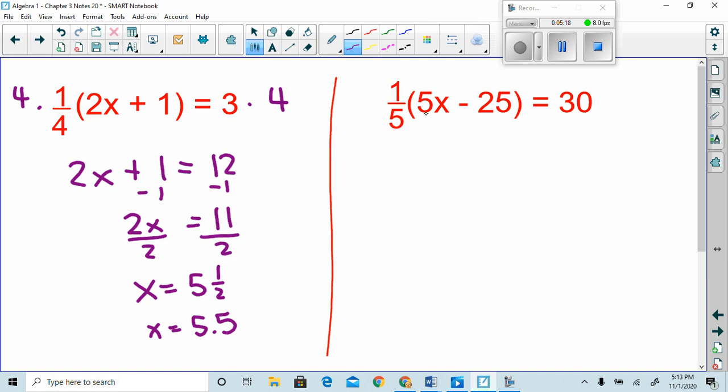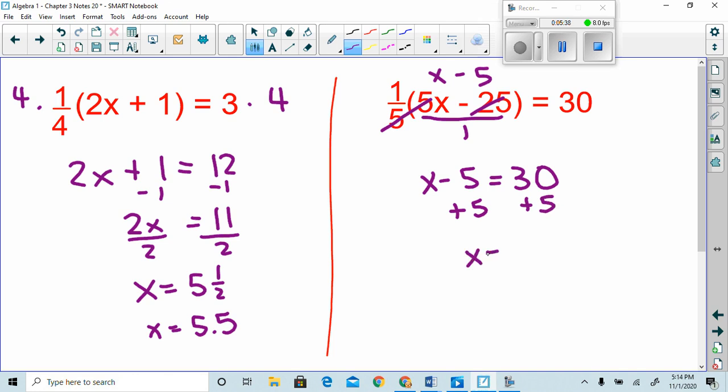This last one, the denominator here, the fraction, is compatible with this expression in the parentheses, so I'm just going to distribute it. And that leaves me with x minus 5 is equal to 30. I'll go ahead and add 5 to both sides. And you'll see that each problem is unique, and you can make a decision as to whether you want to clear the fraction or perhaps distribute it.